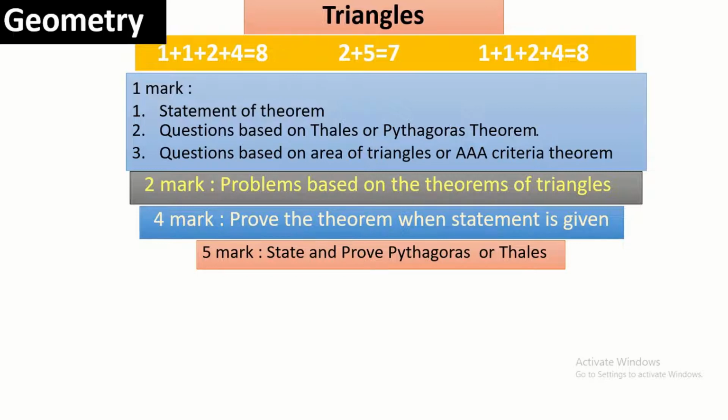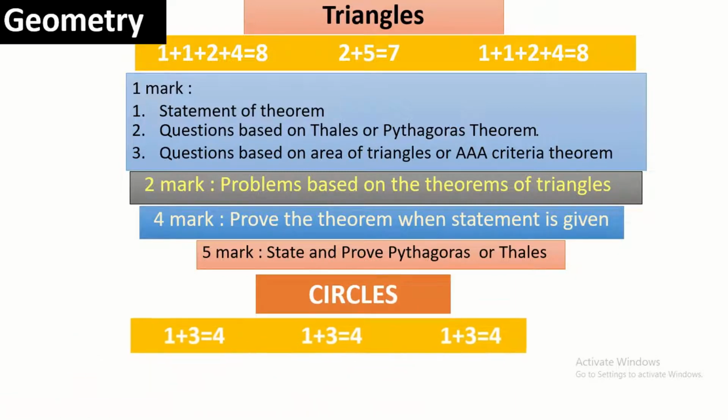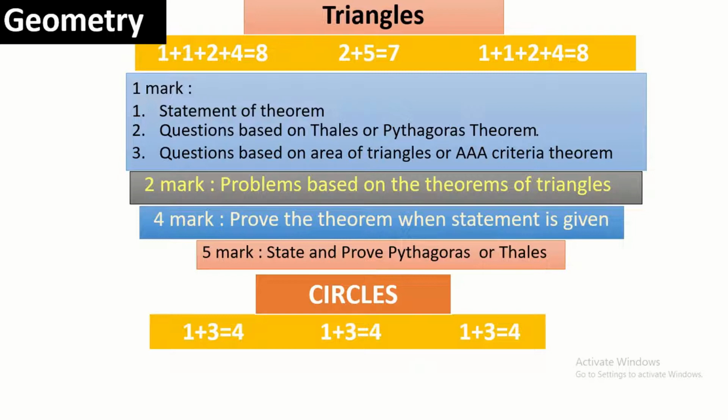So this is the appearance of the questions or distribution of the marks in the chapter triangle. Then we have to move on to the circles. In circles, there is only one type of distribution of marks: 1 mark one question and 3 marks another question.